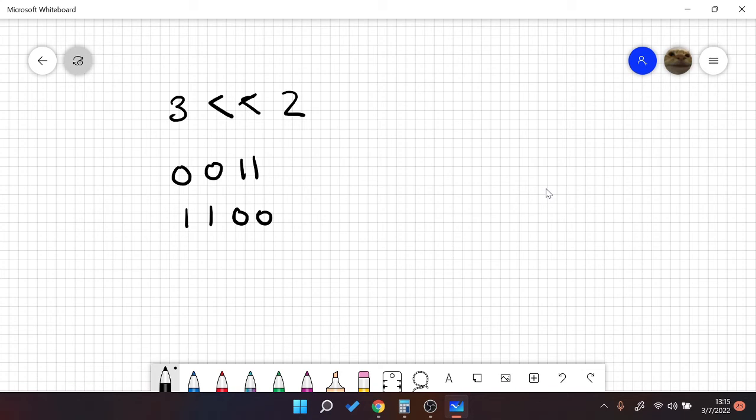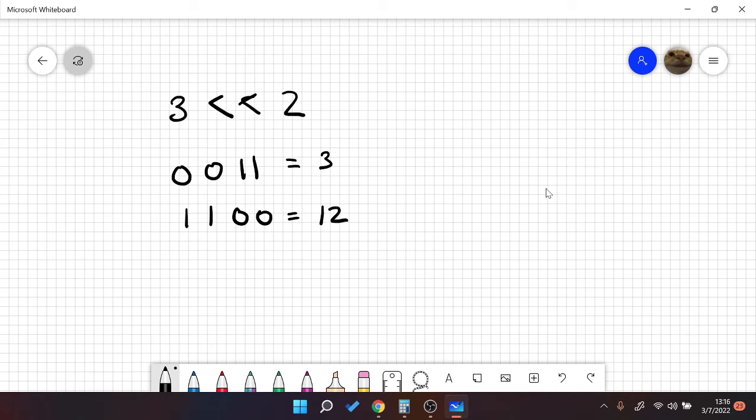So let's observe what's going on here. This is the number 3, and this is the number 12. When we do a shift to the left, we're basically multiplying by a power of 2 every single time we shift. So when we do 3 times 2 for one shift, we get 6. And then when we do 2 shifts, we multiply by 2 again, and we get 12. So that's what's going on here.